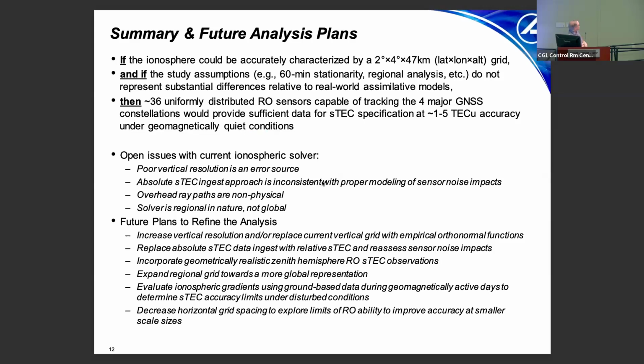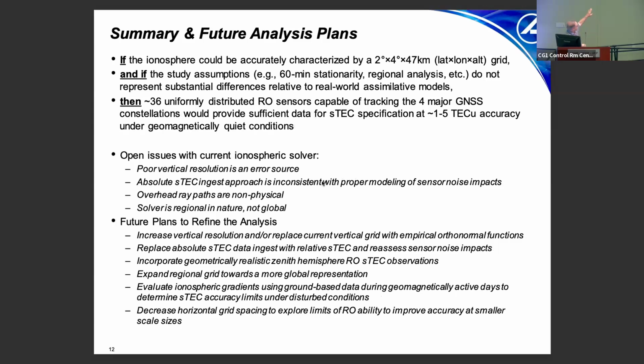So just a summary and future plans. Again, this is a sort of midpoint briefing, if you will. So some caveats. If the ionosphere could be characterized by the grid states that we have, which obviously is not a perfect statement, but if it was, and if the study assumptions, the stationarity, the regional analysis, don't represent substantial differences relative to the real world, okay? So it's a ballpark number that we're looking at. Then you need about 36 uniformly distributed RO sensors measuring all 4 GNSS constellations to provide an accurate TEC specification. And the level you can do it is 1 to 5 TEC units.